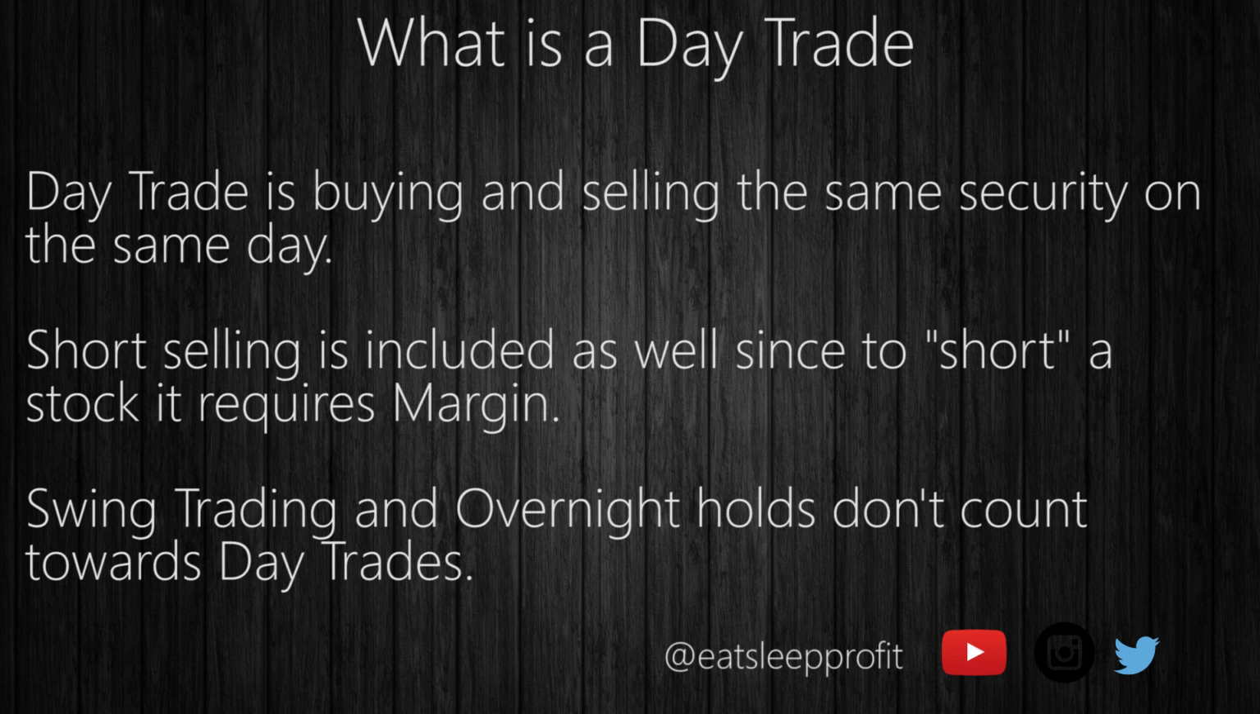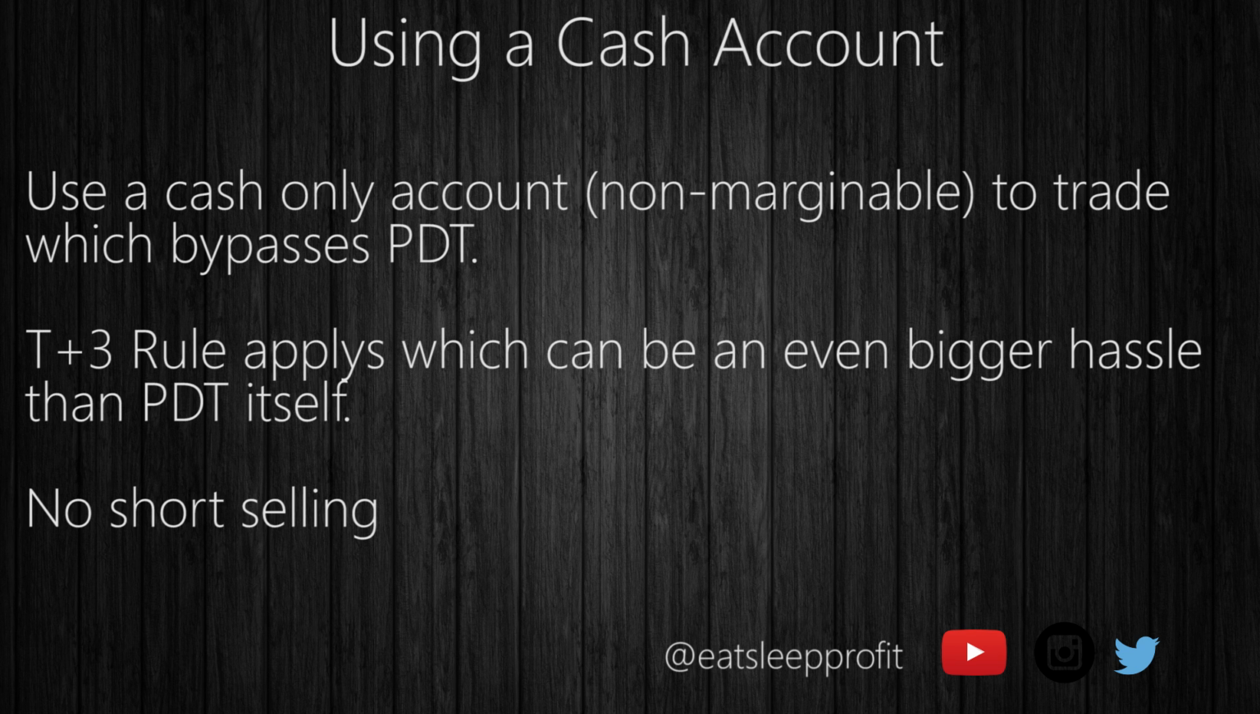Now, one way to get around PDT, out of the 3 ways that I'm going over, is going to be using a cash account. A cash only account is an account that's non-marginable, so you're not borrowing any money from the brokerage. If you want to know what margin is, it's borrowed money from the brokerage. If you're using a non-marginable, cash only account, it's not going to count towards PDT. PDT is for margin accounts only.